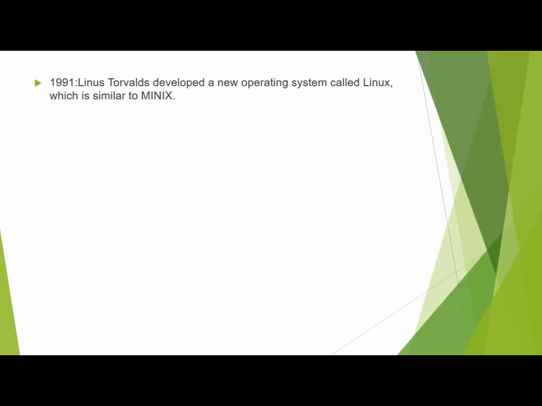So Linus Torvalds is the key person who developed Linux, which is similar to Unix. He was influenced by the GNU OS and the operating system called Minix. So Linux is not based on Unix; it's a Unix-like operating system. It's not dependent on Unix source code.